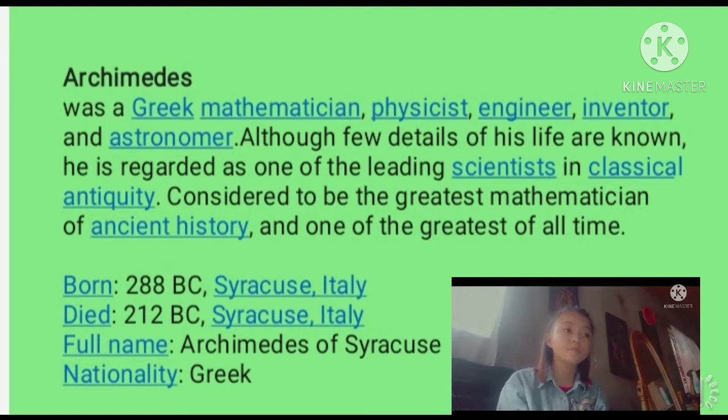Archimedes was a Greek mathematician, physicist, engineer, inventor, and also astronomer. Although few details of his life are known, he is regarded as one of the leading scientists in classical antiquity, considered to be the greatest mathematician of ancient history and one of the greatest of all time. He was born in 288 BC in Syracuse, Italy, and died in 212 BC in Syracuse, Italy. His full name is Archimedes of Syracuse. His nationality is Greek.